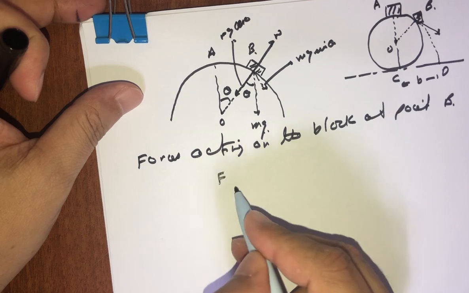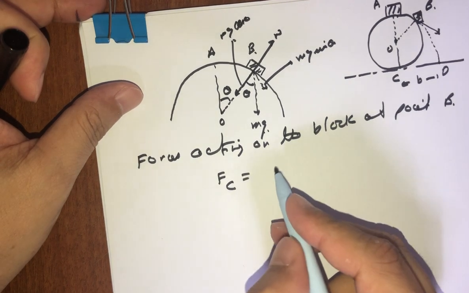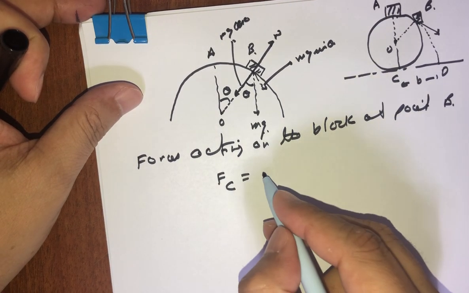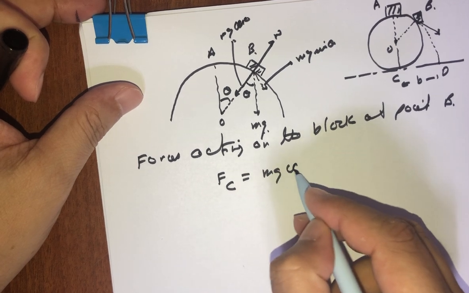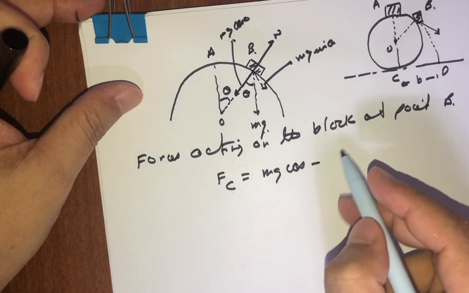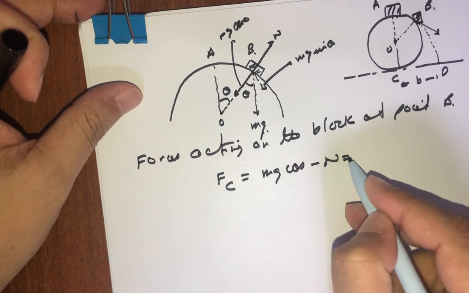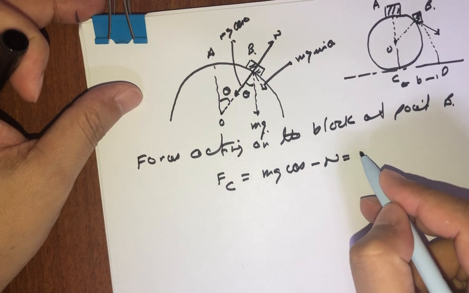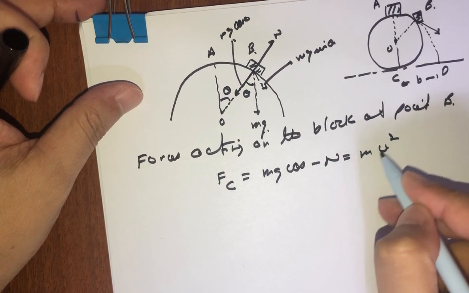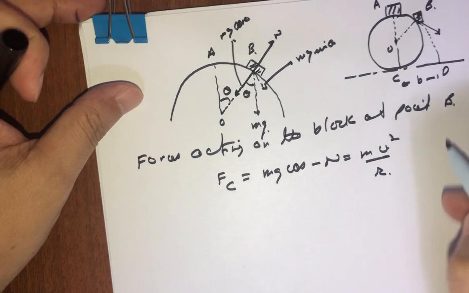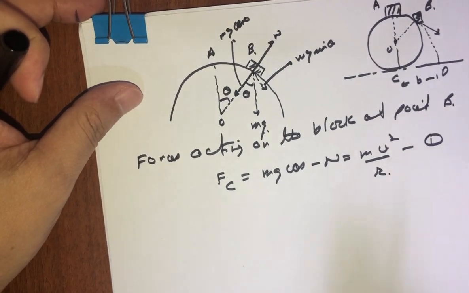Let us call that force Fc, which will be equal to mg cos theta minus N, and which will be equal to mv square upon r. Let this be equation 1.